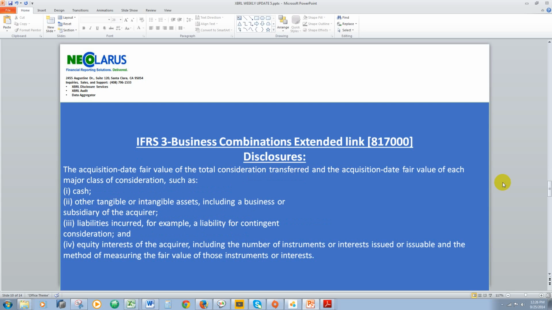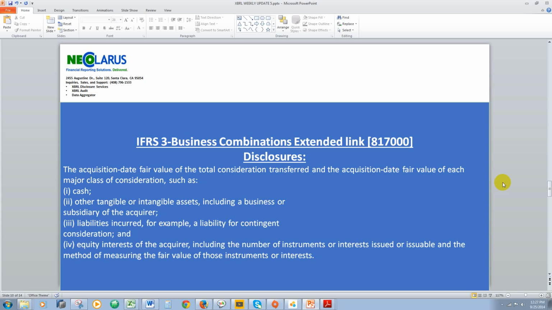the acquisition date fair value of the total consideration transferred, and the acquisition date fair value of each of the major class of considerations such as cash, other tangible or intangible assets including a business or subsidiary of the acquirer, the liabilities incurred, for example a liability for contingent consideration, and the equity interests of the acquirer including the number of instruments or interests issued or issuable, and the method of measuring the fair value of those instruments or interests.